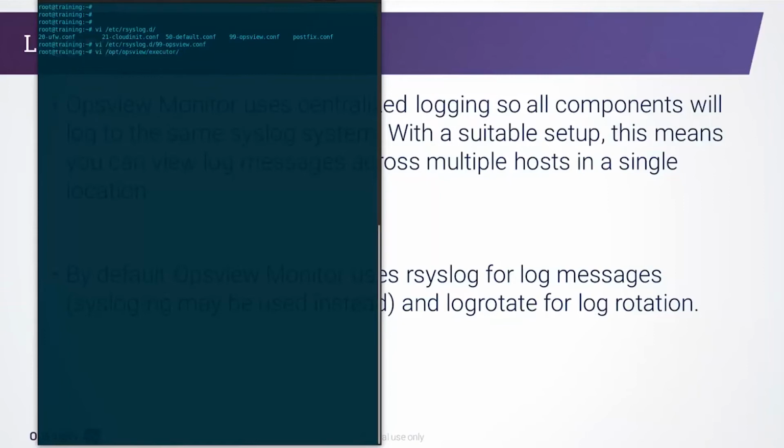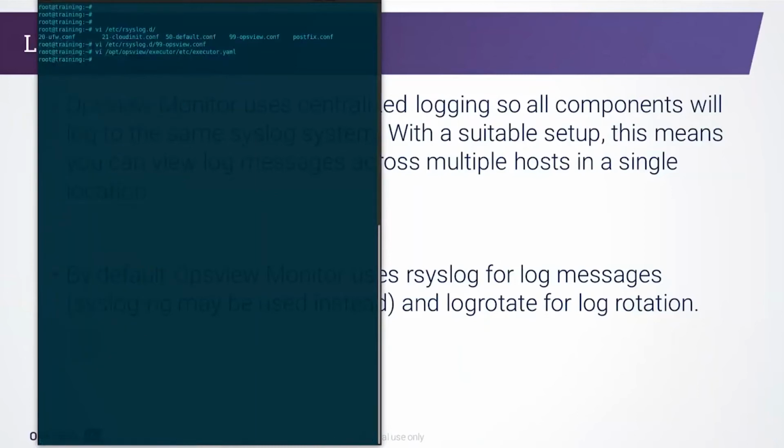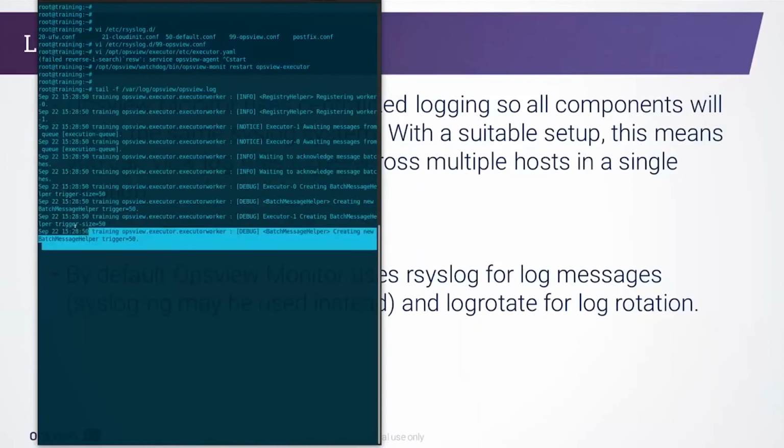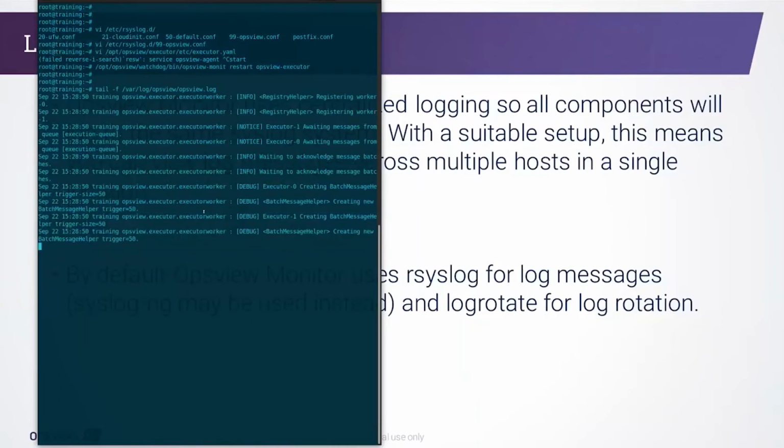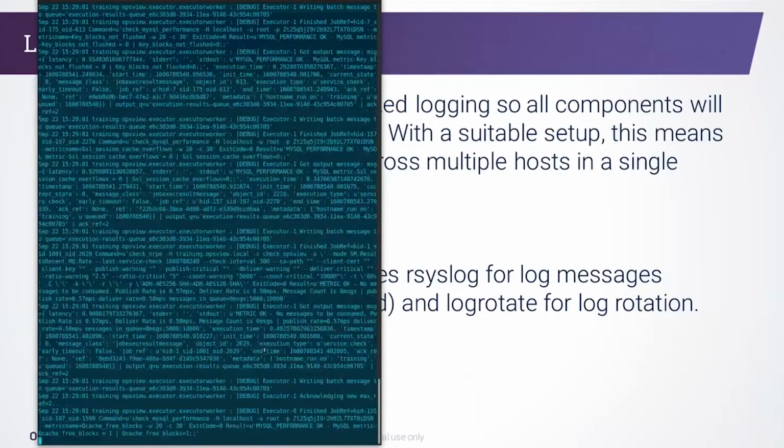So maybe I want to take a look at some extra information about service checks that are running, and I know that the executor runs those service checks. I can increase this just for the executor, so just for the thing that runs my service checks, and then I can restart my Opsview executor and just view this debug info, but only for my Opsview executor. So that gives me a lot more information on the service check being run, huge amounts more information.